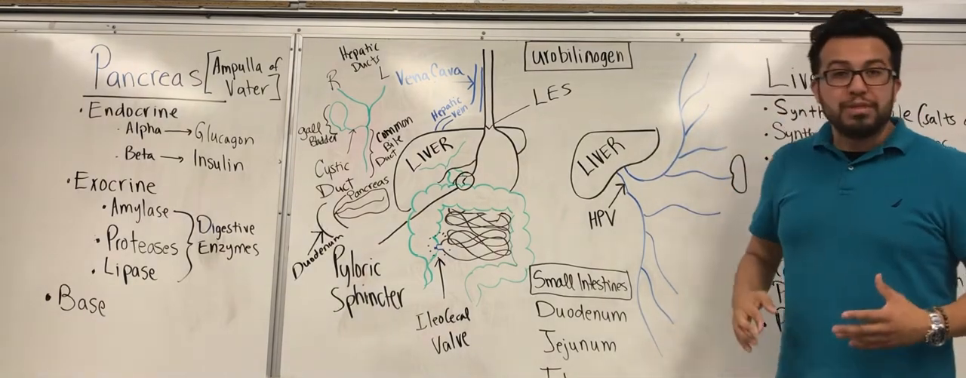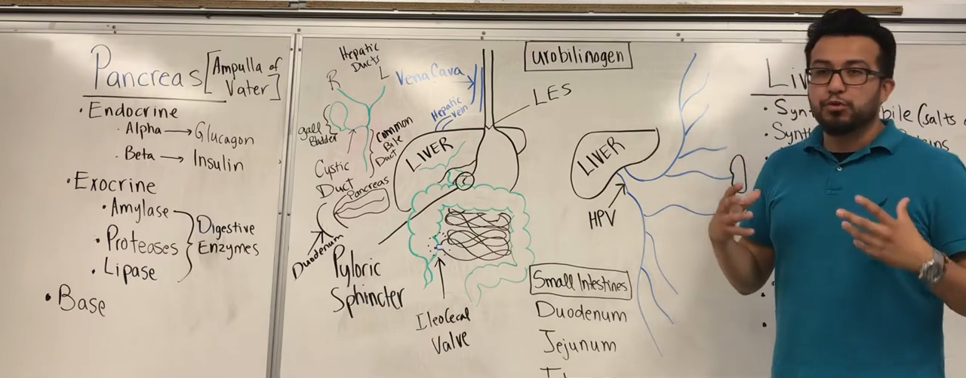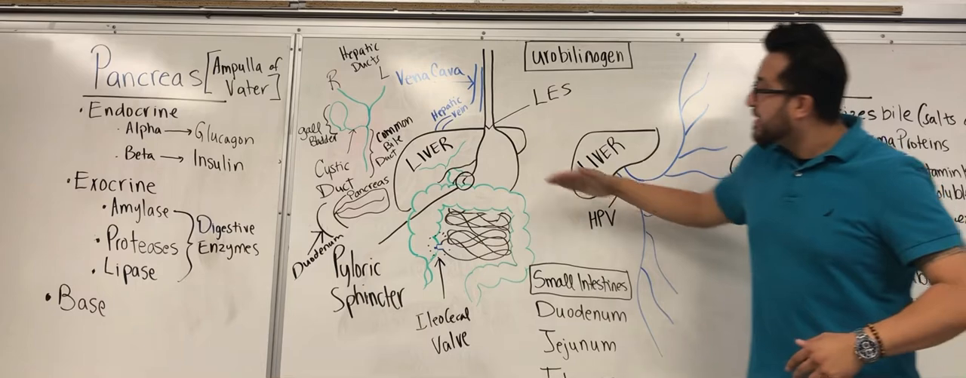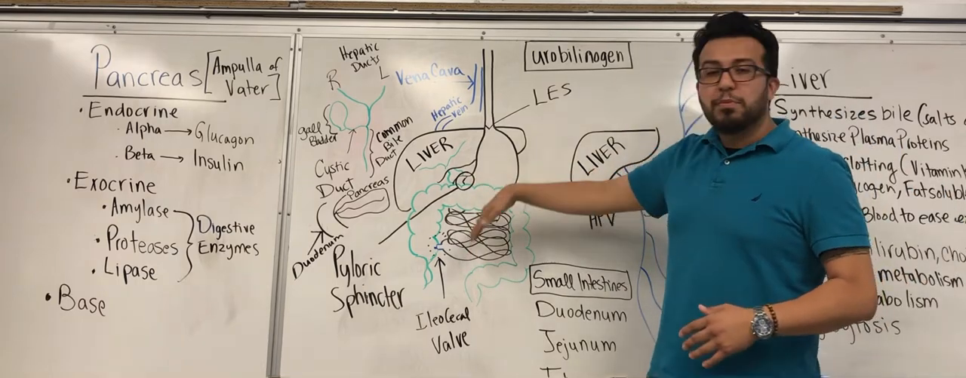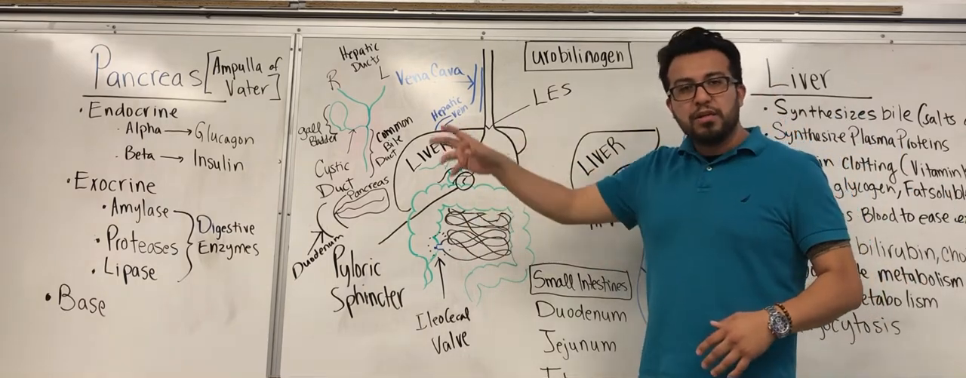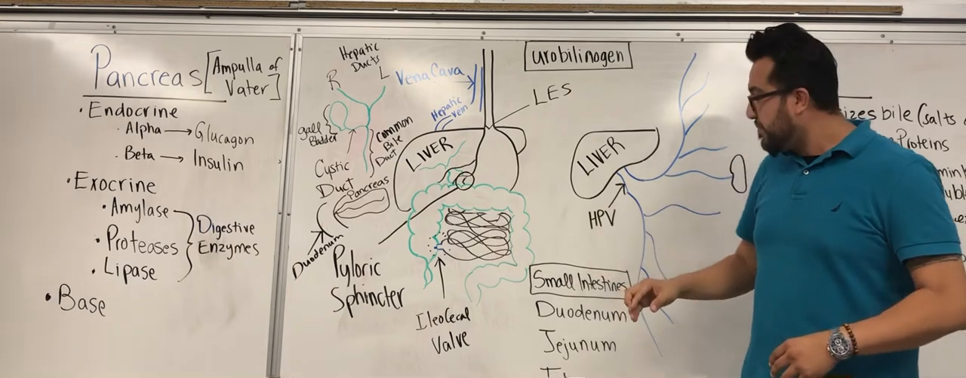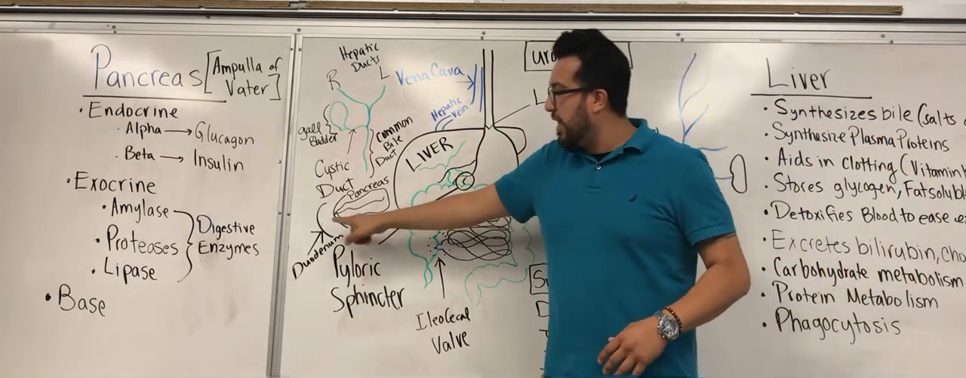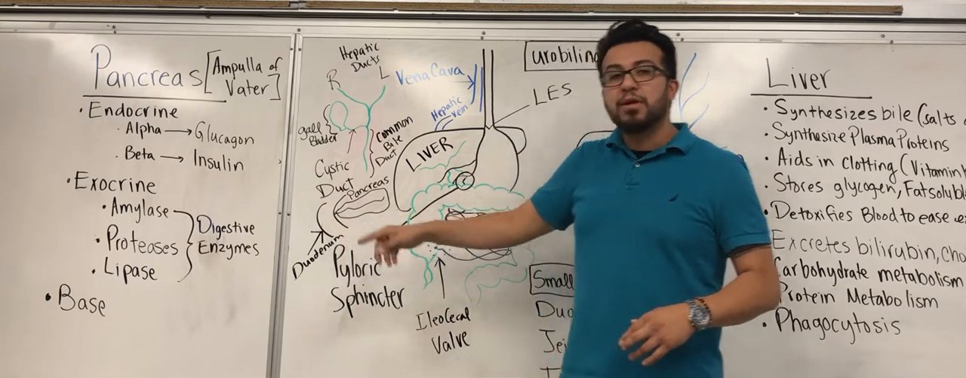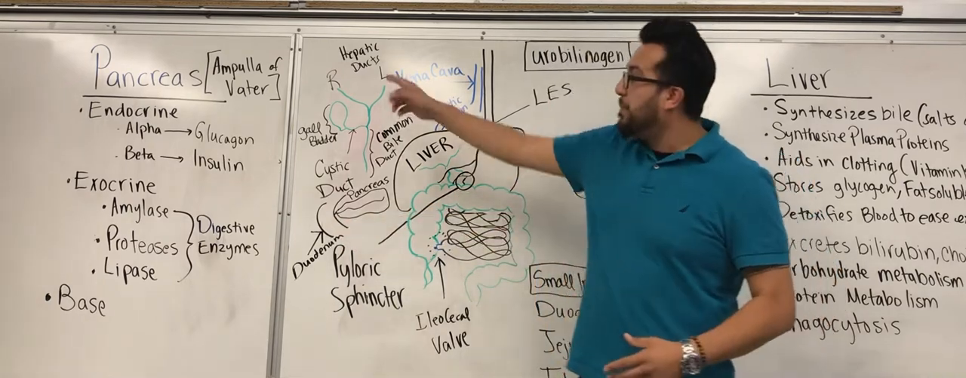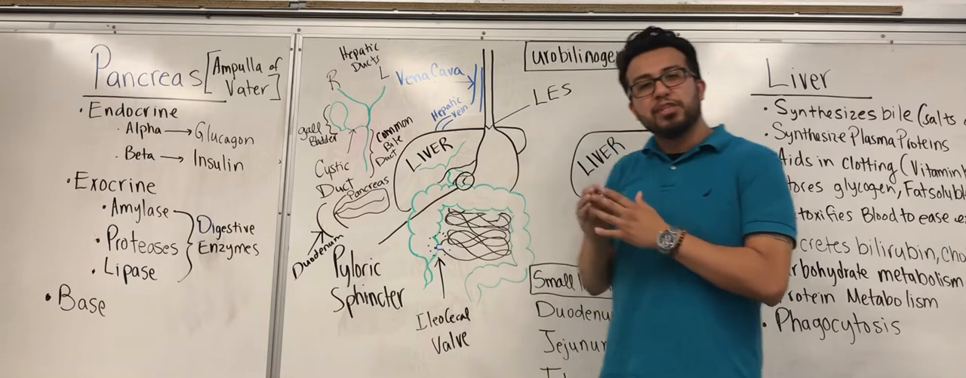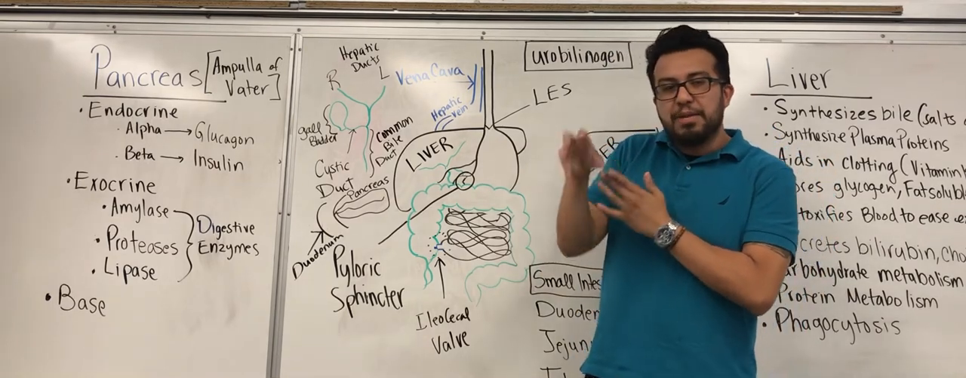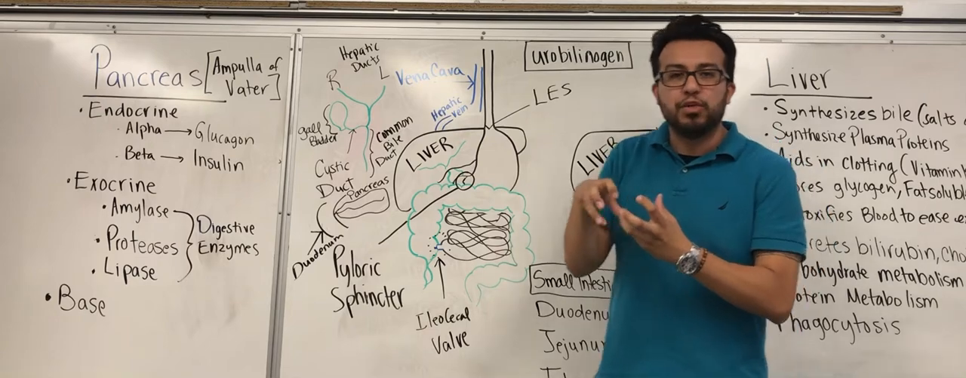And you guys should note that the vast majority of the absorption of nutrients occurs in the small intestine. So as the chyme leaves the stomach into the small intestine, it passes through the duodenum, jejunum, the ileum. In the duodenum, you have a connection of the pancreas and the duodenum, and you have something called the sphincter of Oddi, or the ampulla of Vater, and in essence, that's where the digestive juices leave the pancreas and enter and mix with the chyme inside the duodenum.